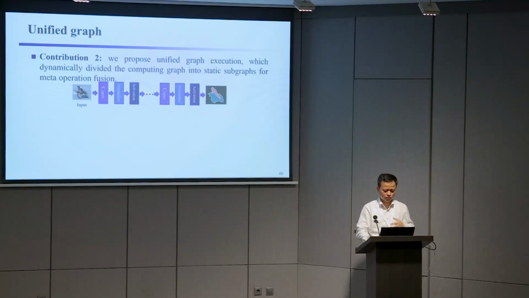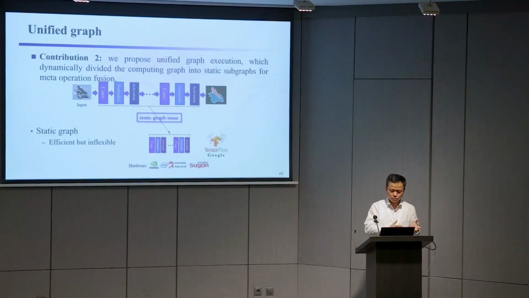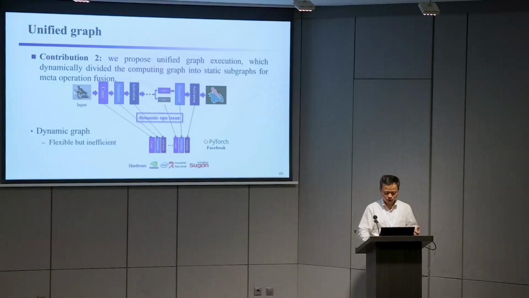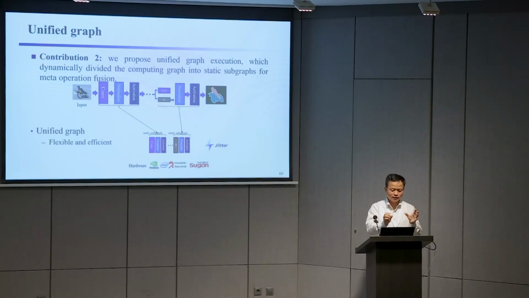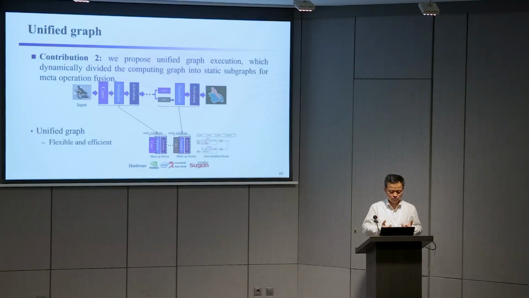And the second idea is called unified graph. You know, TensorFlow uses a static graph. It's efficient, but it's not flexible. And Meta, Facebook, uses a dynamic graph, which is flexible but inefficient. So in Jittor, we call it the unified graph. We try to combine the benefits of the two frameworks, TensorFlow and PyTorch. We use a dynamic graph, but we decompose the graph into several static subgraphs. And when we optimize the model, we try to represent the operators by meta operators and optimize at the meta operator level to achieve more efficient results.